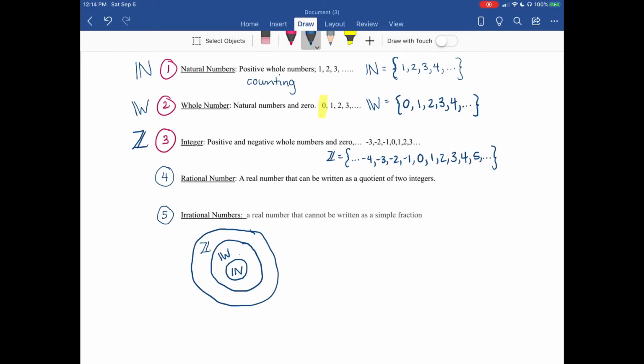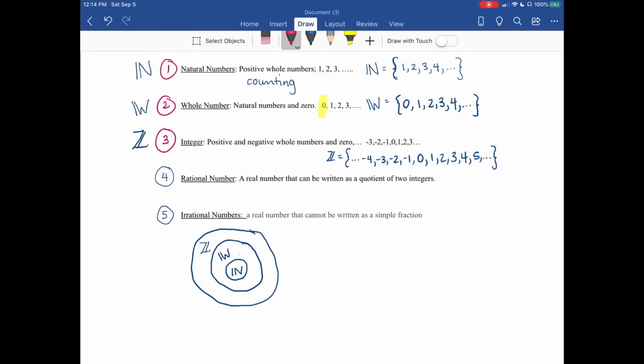And on our Venn diagram, I'm going to run out of space. We're illustrating that the integers are sort of the larger set, and within it, integers will contain every whole number. And in that, it will contain every natural number. So if it's a natural number, it's a whole number. If it's a natural number, it's an integer.